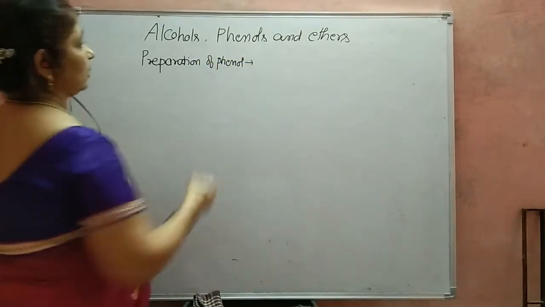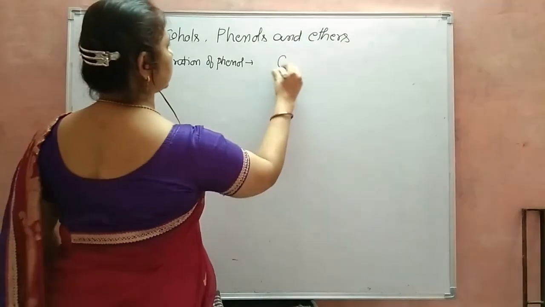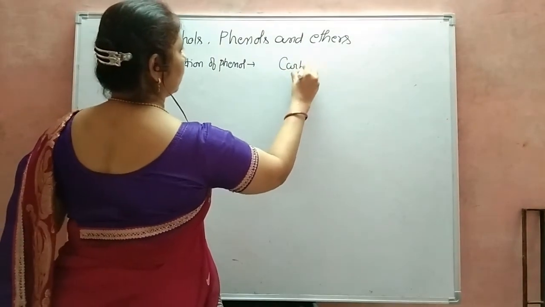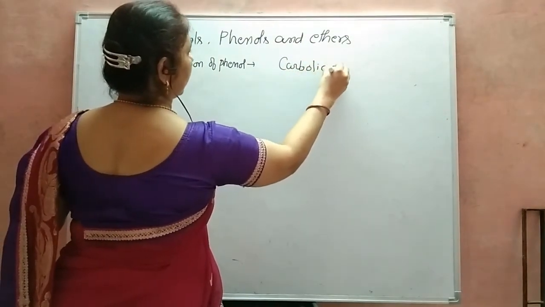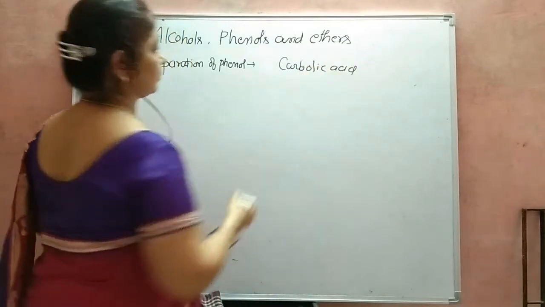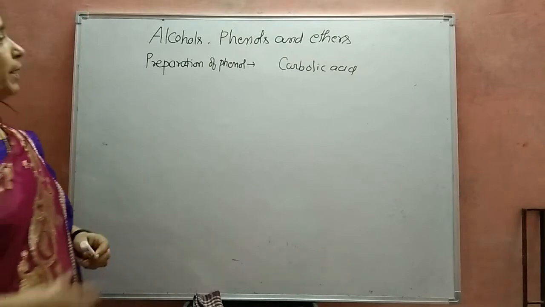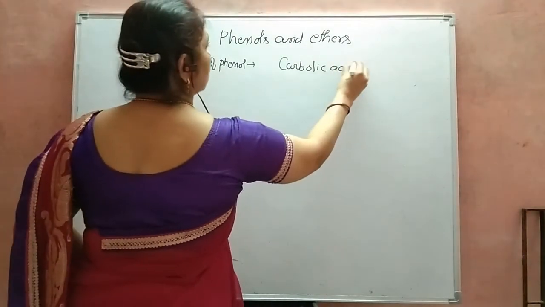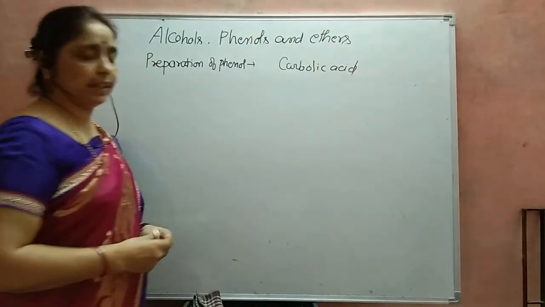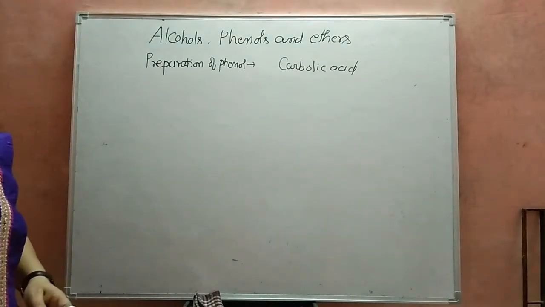Phenol is generally known as carbolic acid, because it was first prepared from coal tar. इसको coal tar से prepared किया था, that's why it's commonly known as carbolic acid.